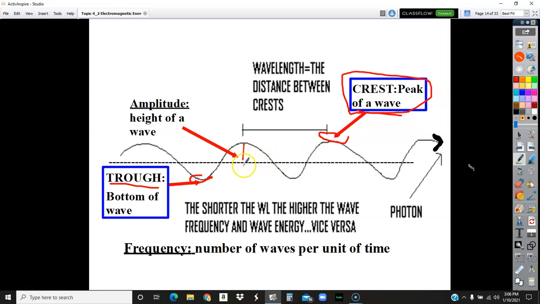The height of a wave, the height right here, if I measure from this middle line to the top where it crests, is called the amplitude. So amplitude is the height of a wave.